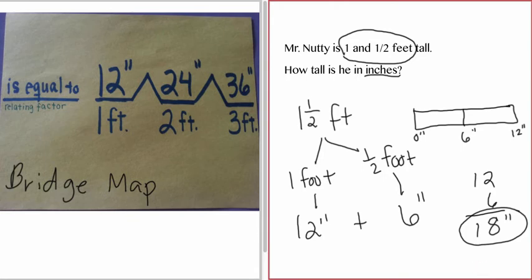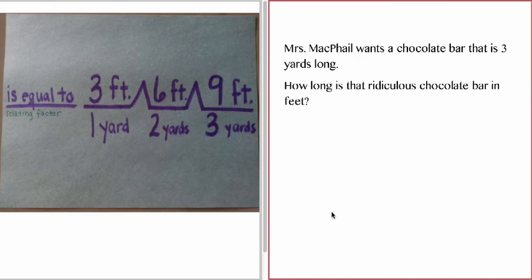Let's try another example. This time I have a different thinking map. We're still saying is equal to, but this time we're converting feet to yards. And in 1 yard, there's 3 feet, just like in 2 yards, there's 6 feet, just like in 3 yards, there's 9 feet. Let's look at my question. Mrs. MacPhail wants a chocolate bar that is 3 yards long. Now that would be really awesome, and also I would have to share it with you because that would give me a giant stomachache otherwise. I want to know though, how long is that ridiculous chocolate bar in feet?